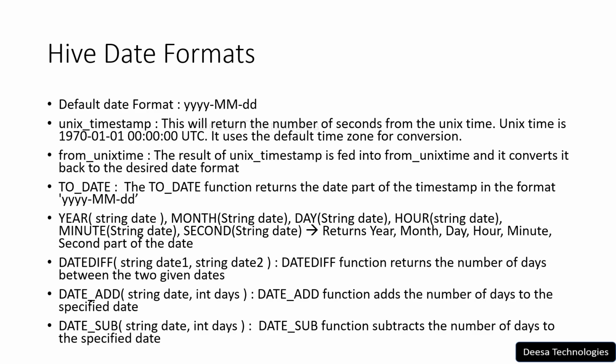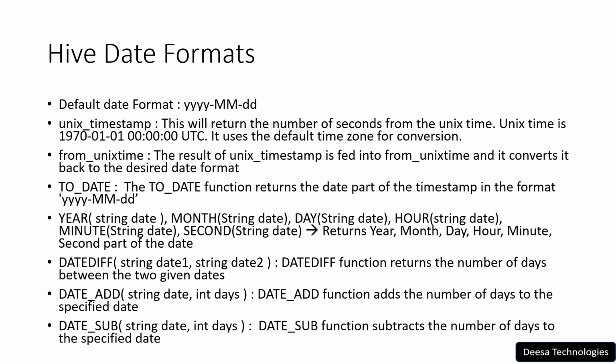The first thing that we have is the Unix timestamp. So this will basically return the number of seconds from the Unix time. So that's the Unix time 1970-001, and it uses the default time zone for conversion. Then we have from Unix time. So this is primarily used in conjunction with the Unix timestamp. So when you have the result from the Unix timestamp and you feed it to the from Unix time, it will convert it back to the desired date format. We'll see an example of that.